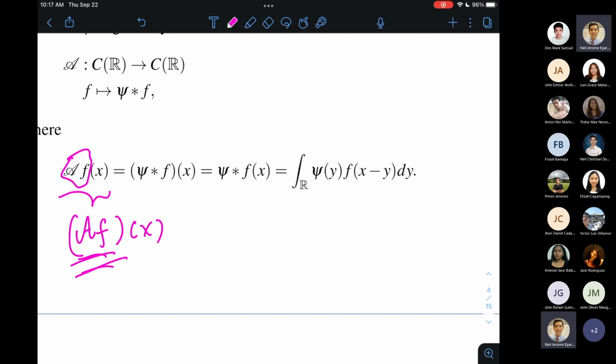But how do you compute the image of x under the image of f under the convolution operator? It is simply this. You take the convolution of psi together with f by integrating the product of psi and f, but the second signal, your input, is translated by some value. So you integrate the product of psi of y and f translated by y units, so the second factor is x minus y. But in this expression, we are integrating with respect to the variable y, so x is treated as a constant.